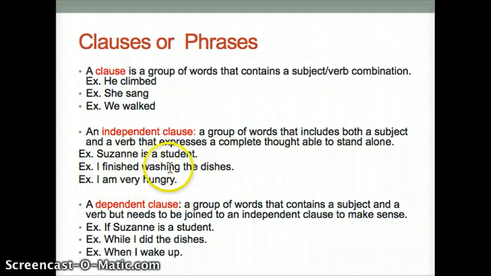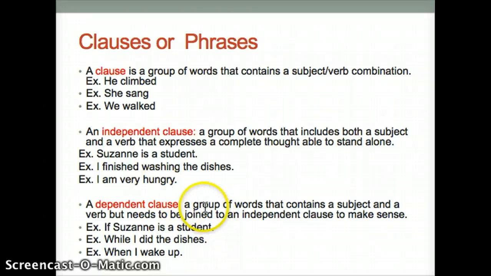I finished washing. Finished would be our verb. So I finished washing the dishes. It's a complete thought, can stand on its own. And then I am very hungry. So I am, that would be our clause, and then altogether I am very hungry is our independent clause that can stand on its own.